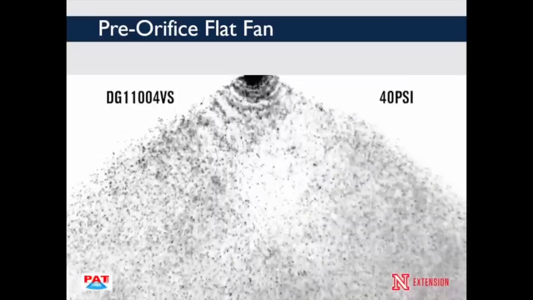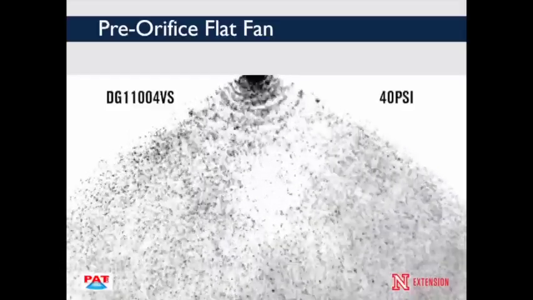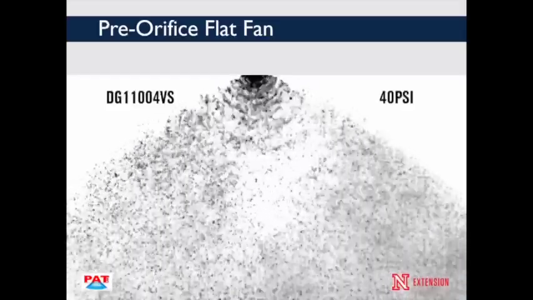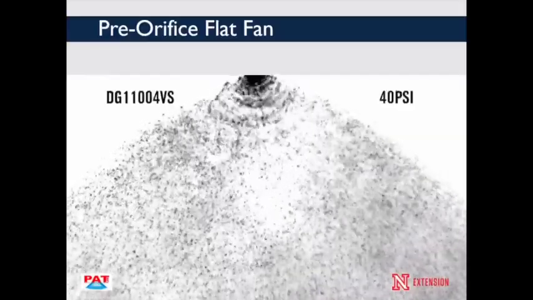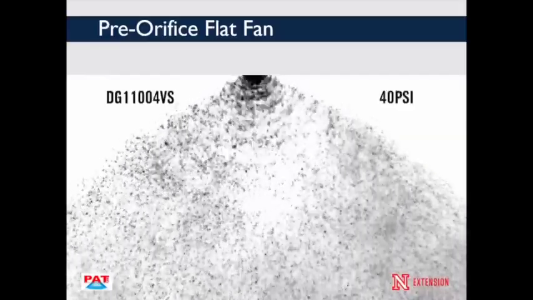Here is the TeeJet Drift Guard nozzle in action. This is a 110-degree variant in the 04 orifice size. Notice the reduction in gray clouds, indicating the drift potential is being reduced.